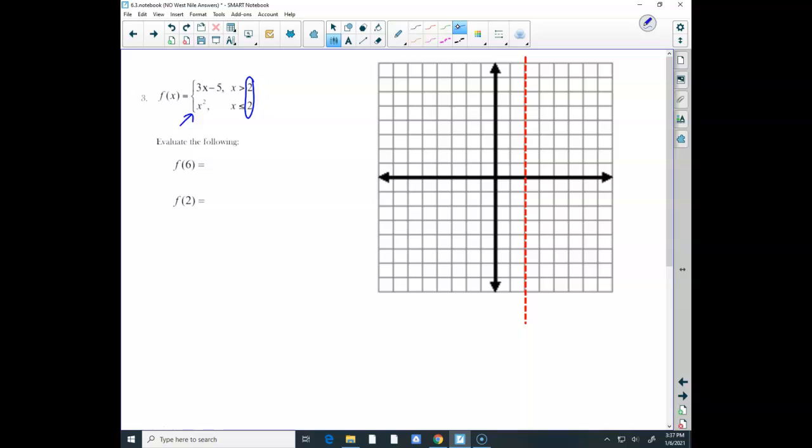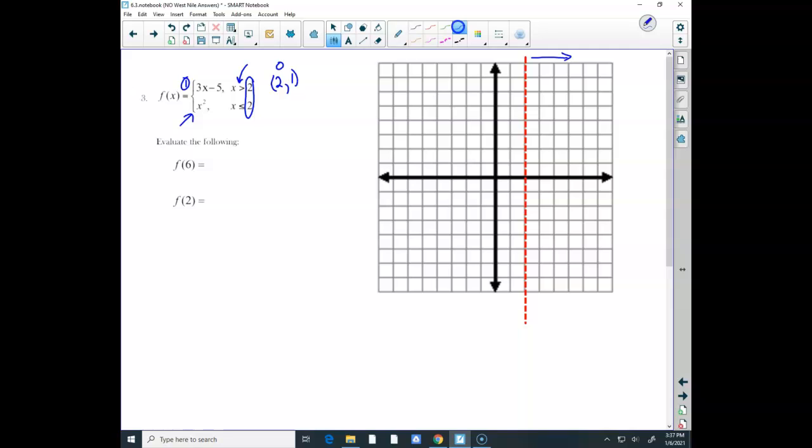Okay, so I like to graph them first. And the first piece, number 1, is for x is greater than 2. So this is going to be over here at this side, greater than 2. Notice it does not include 2, so it's going to be an open circle when I put 2 in there. And when I put the 2 into the function, 3 times 2 is 6, minus 5 gives me 1. That's my starting point for this one.